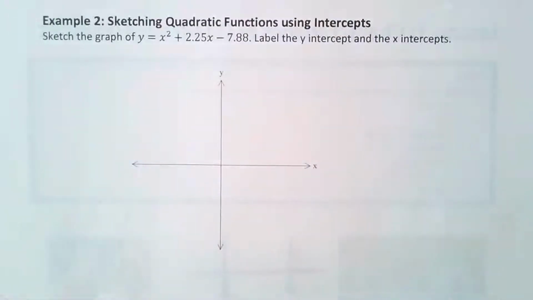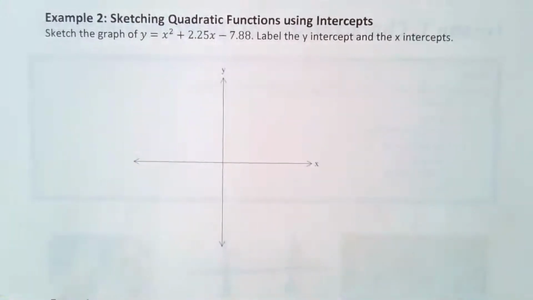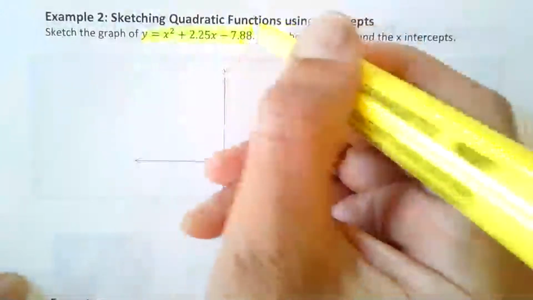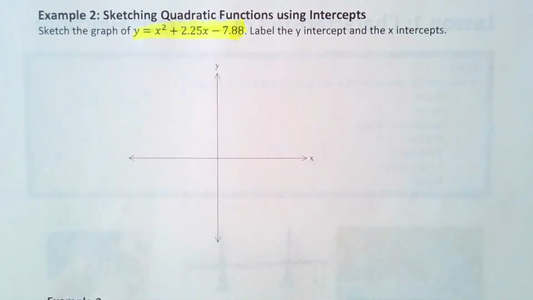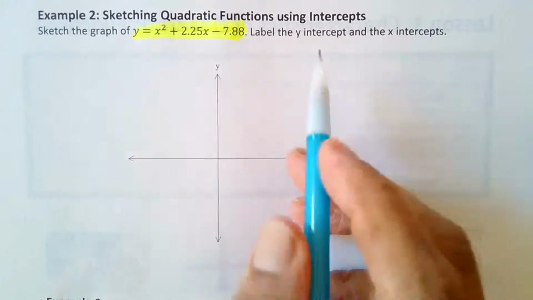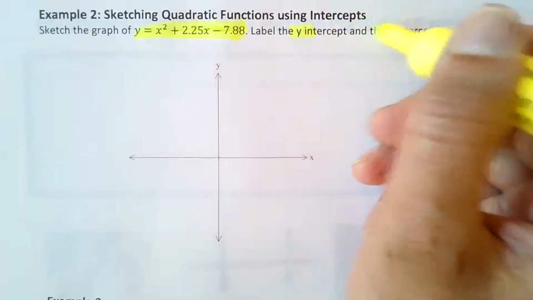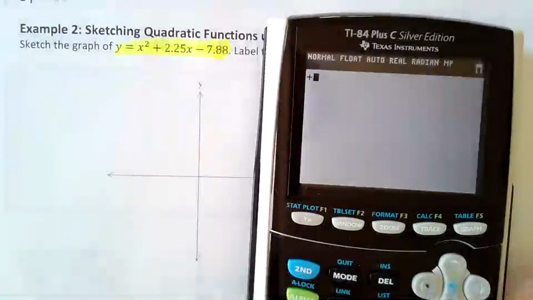So first thing you want to do is to enter this equation into your calculator, and using your calculator, sketch your graph first, and then label the y-intercept and the x-intercept. You see, you need to find these. So let's go ahead.